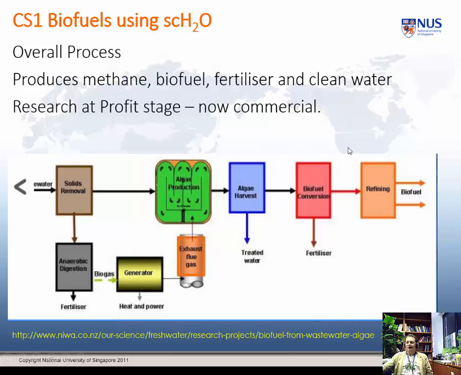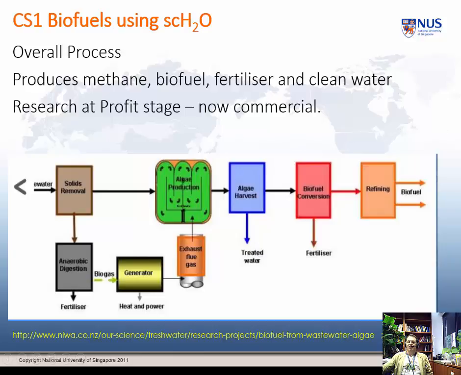So all in all, you're taking either industrial effluent or agricultural effluent, and you're producing products out of it, you're reducing impact, and you're producing energy out of it. So it's actually quite a cool proposal. And this is not some sort of vague research.